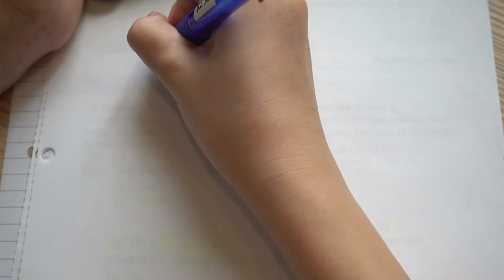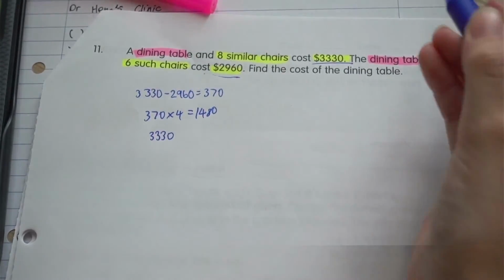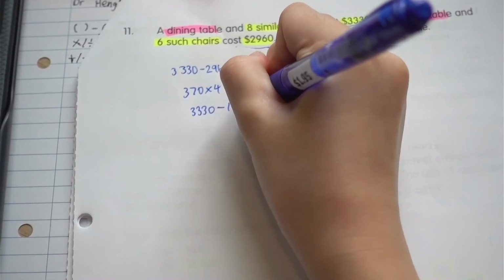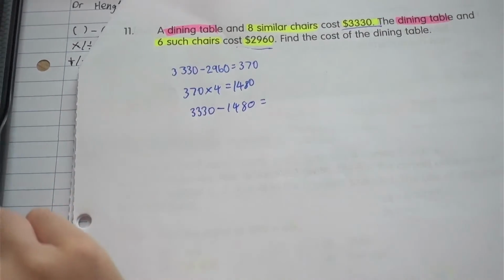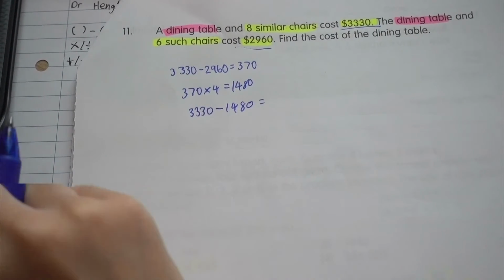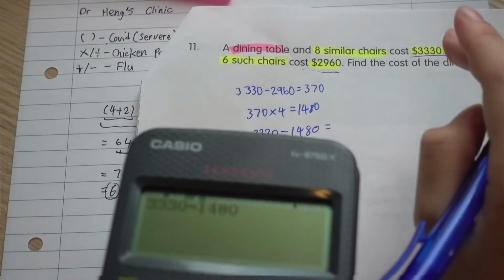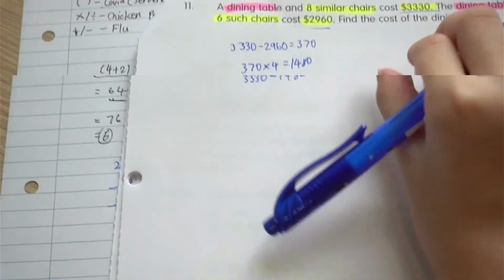Now this 1480, you just take 3330. But it's different if you use the 6 chairs, you take this number instead of this number. So 3330 minus 1480, which equals, let's check on the calculator, 1850.